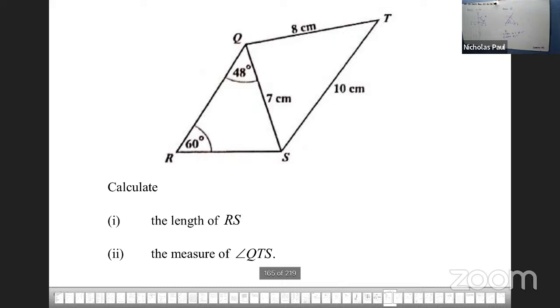So which rule do you want to use for part one? Sine rule, sorry. Part one is sine rule. Part two, well, you check it out now. So part one is sine rule, right? Once you get through online, message your answers.